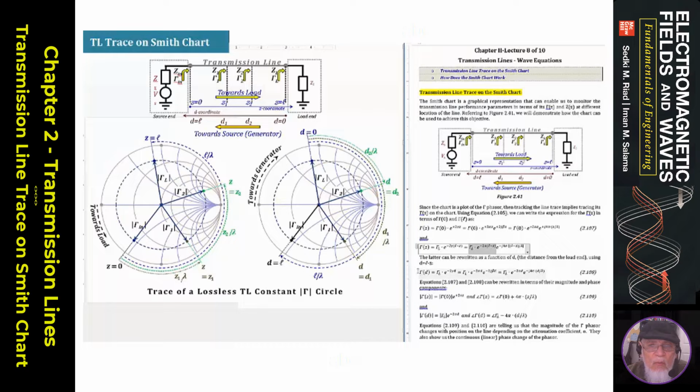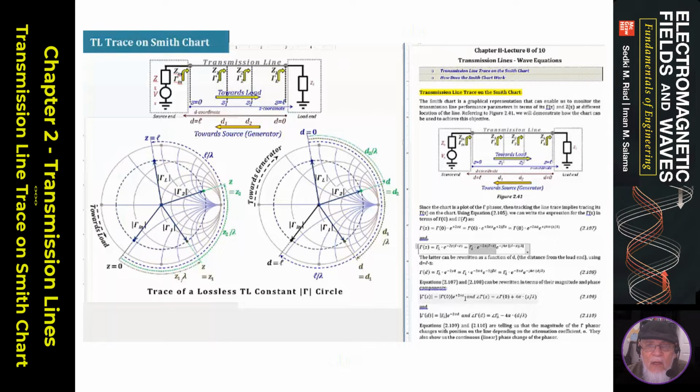We can rewrite those expressions in terms of d because L minus z is actually d, and that's the reason for using the d coordinate system: to substitute L minus z by d. So this is the same exact expression right here written in terms of the coordinate system d. These equations here are going to be useful to us in the discussion of the trace.